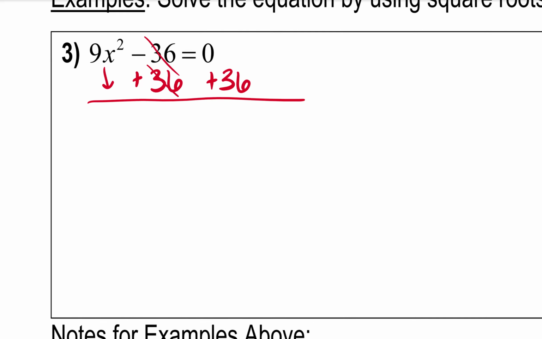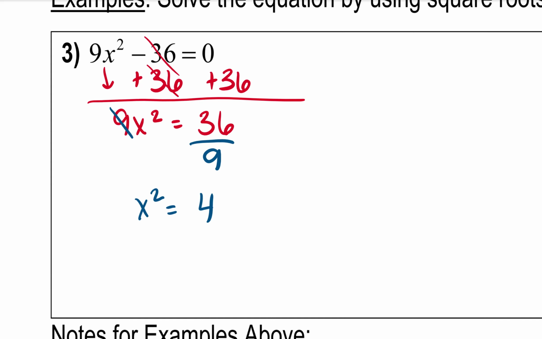So of course this comes down, and that would be 36. Okay, and then I want to get x squared by itself, so I just divide by 9. Of course that gives me 4. And lastly, I want x, and I have x squared. So the opposite of squaring is square root. So I would do the square root of both sides.